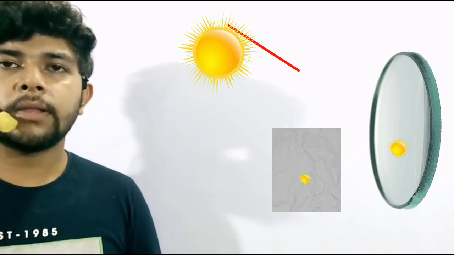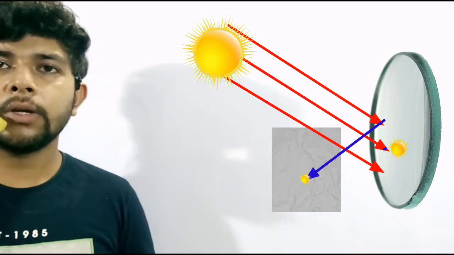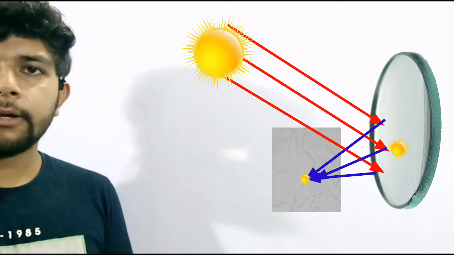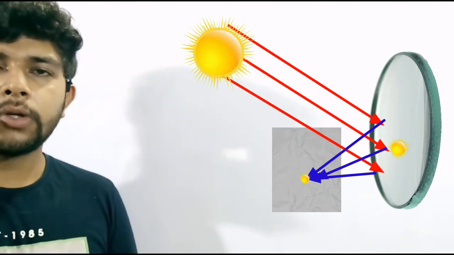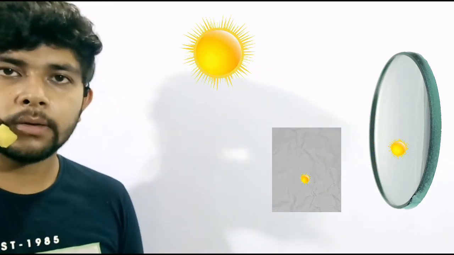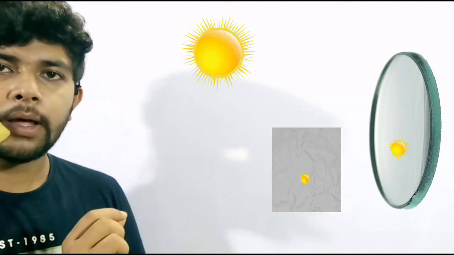Now let's see, here is the sun and the light falls on the concave mirror, and the light is reflected back to the paper. And if you look carefully, a small dot is formed on the screen, that means on the paper. This small bright dot is the sun. This is actually the image of the sun.